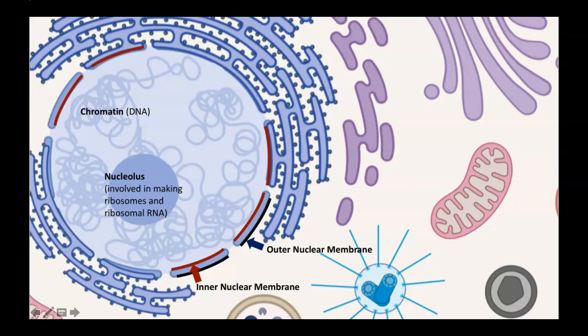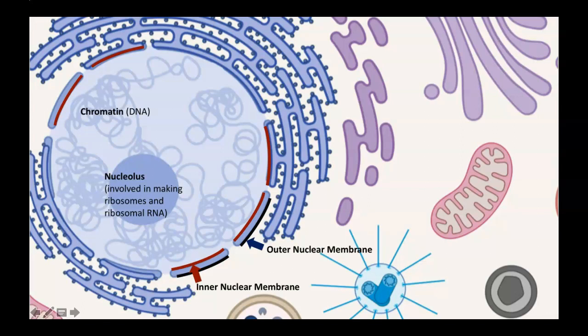I want you to notice a couple things. First is that the outer nuclear membrane is continuous with the endoplasmic reticulum. You can probably identify the rough endoplasmic reticulum by all the dots, which represent ribosomes, and see how it's continuous with the outer nuclear membrane.